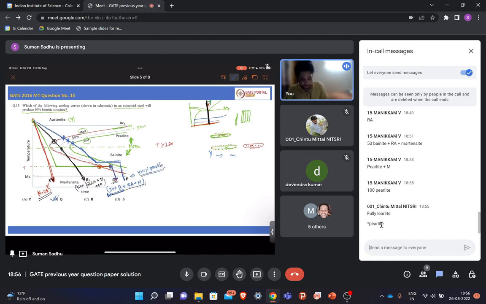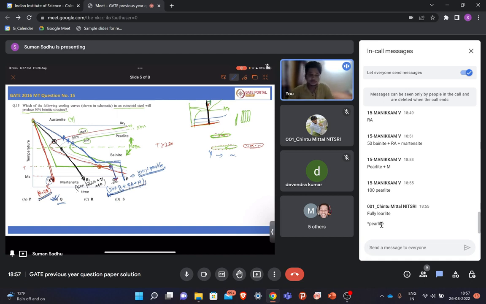So now you can see from the S cooling curve we will get martensite plus retained austenite. From the R we will get 50% pearlite, martensite plus retained austenite. From the Q you will get 50% bainite plus retained austenite plus martensite. And in the P, if we follow the P cooling curve, we will get 100% pearlite. So the correct answer is option B. That is, if we follow the Q cooling curve, it will produce 50% bainitic structure.